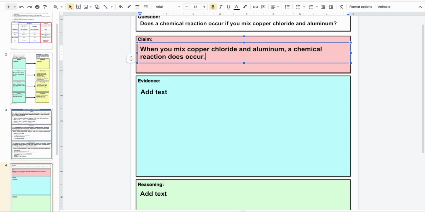Now, remember in this claim, I'm not saying the word because. There's no reason to put the word because, because when you put the word because, after that, you're telling why. Well, that's what your evidence and reasoning sentences are for. So a claim is just a statement. When you mix these two chemicals, a chemical reaction occurs, period. Done. Now I got to put my evidence.